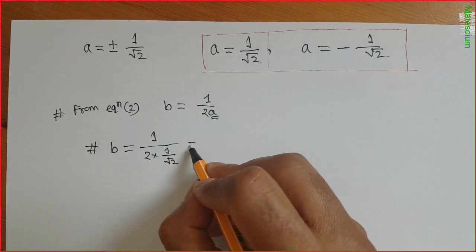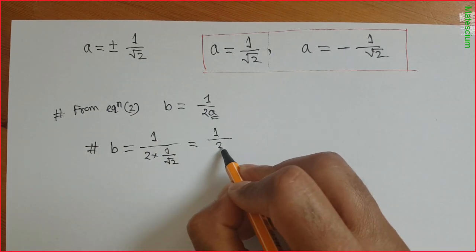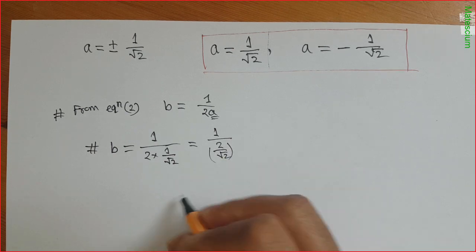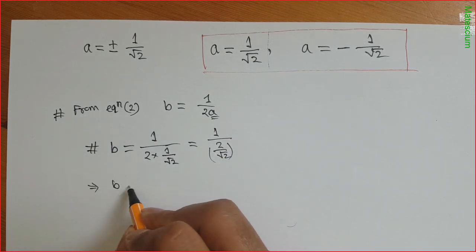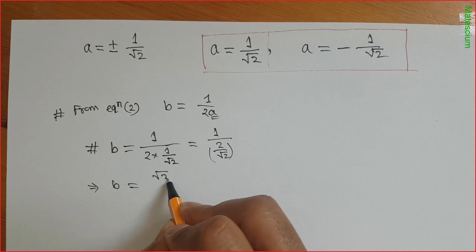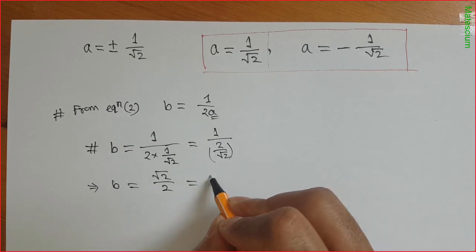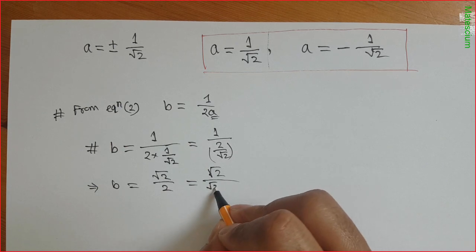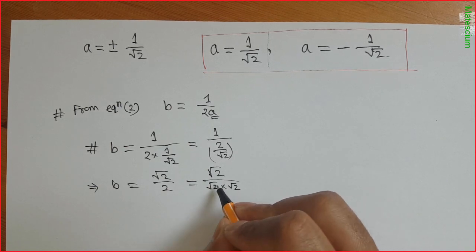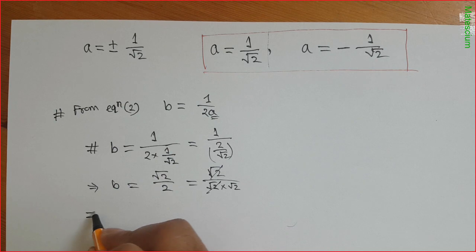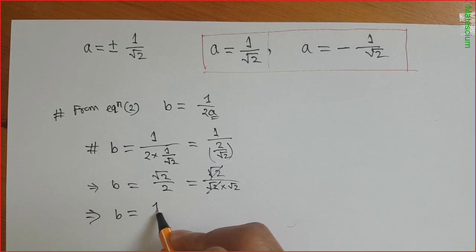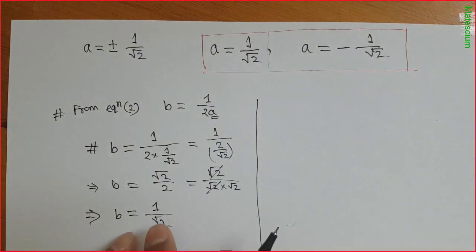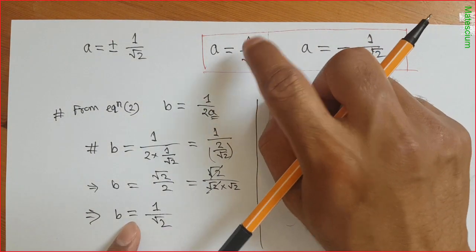That means it becomes 1 over 2 square root 2, which equals b is square root of 2 times 2, and then we can write it as square root of 2 over 2. This 2 means square root of 2 times square root of 2. This and that cancel each other, and the remaining is b is 1 over square root of 2. This is the value of b if I consider the positive value of a.